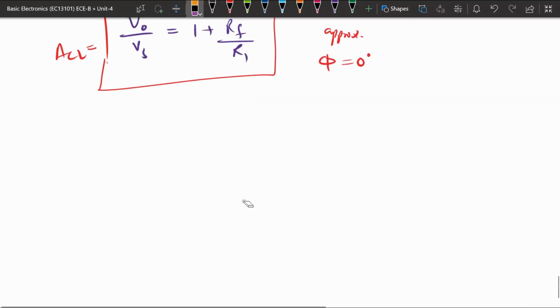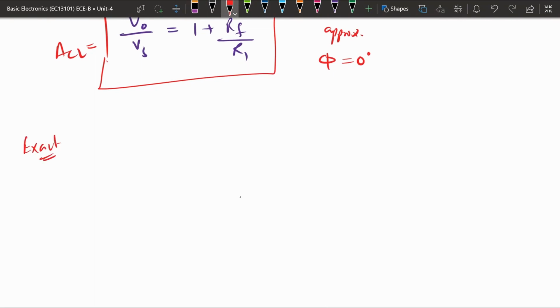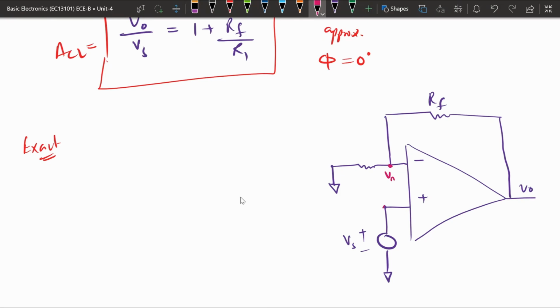If we are going to do the exact analysis, this is Vn, this is Vp, and this one is current IA, this is IF, and this is the gain, and this gain is very less. If the gain is very less, the open loop gain is not very high compared to the closed loop gain.